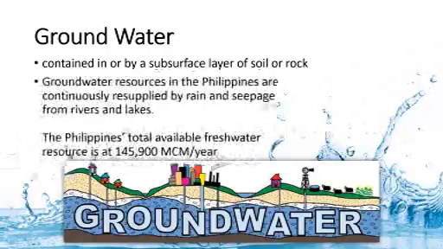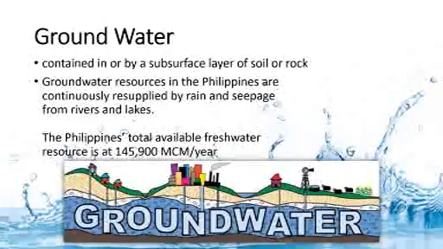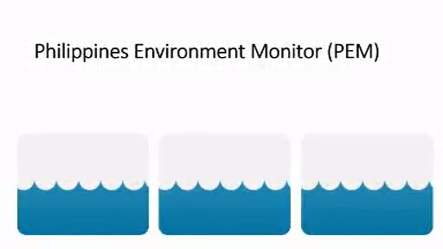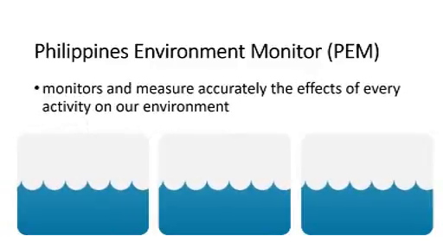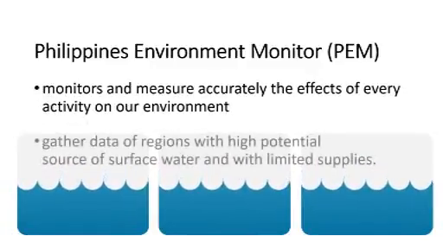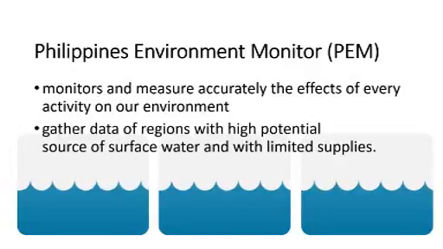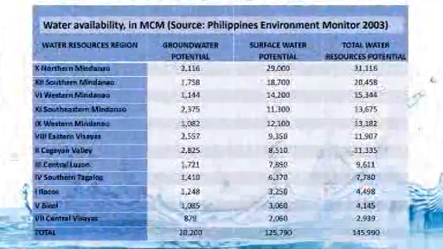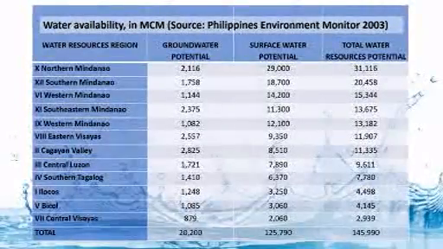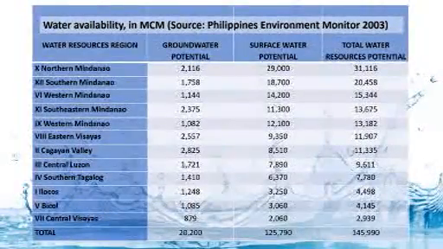There are a lot of sources recharging the supply of groundwater, which includes the rivers that disappear underground. The Philippines Environment Monitor monitors and accurately measures the effects of every activity on our environment. The data from the Philippines Environment Monitor, PEM, represent that while some regions are favored with high potential sources of surface water, others have limited supplies, as shown in the table below.